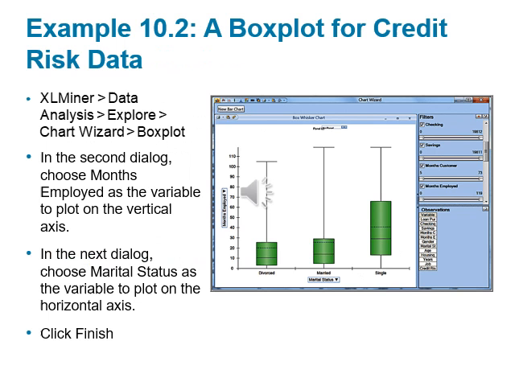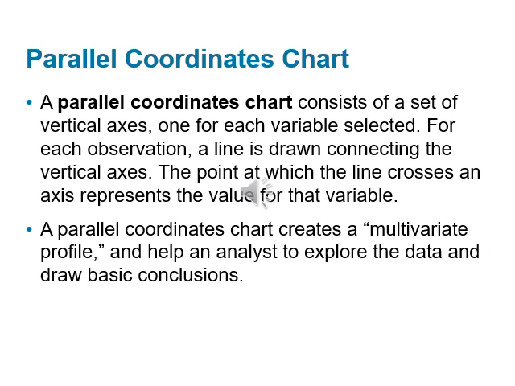Example 10.2, a box plot for credit risk data. In the second dialog, choose months employed as the variable to plot on the vertical axis. In the next dialog, choose marital status as the variable to plot on the horizontal axis. Click Finish.